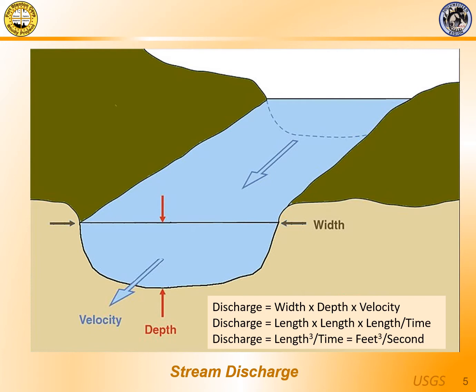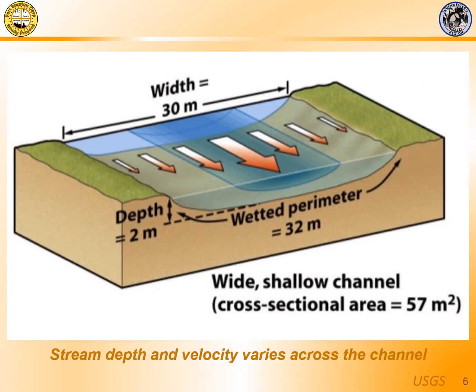That seems pretty simple. Why is there any complexity to this? Well, of course, the real world is a lot more complicated. Here's why. The depth in a stream is not a constant. Of course, it's shallower near the banks quite often, and the velocities aren't constant. The velocities tend to be higher in the middle of the channel and lower near the sides of the channel where the water is slowed by friction.